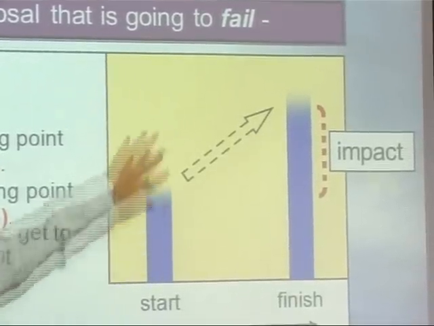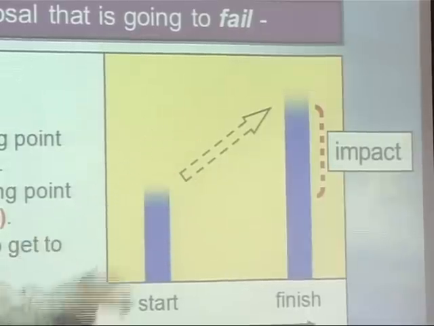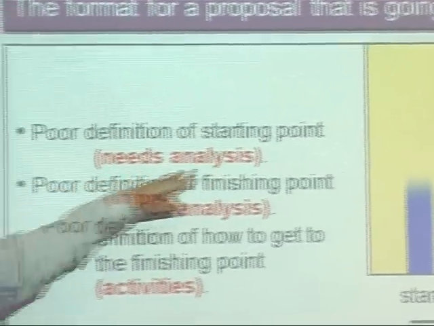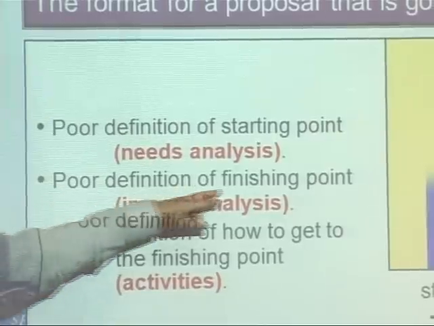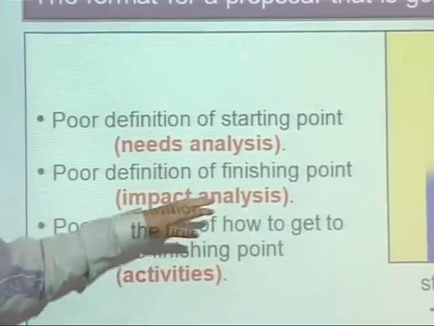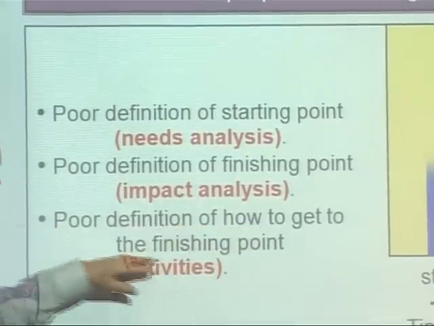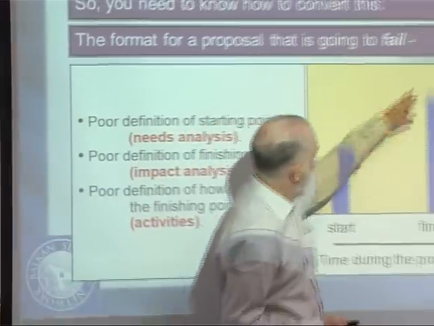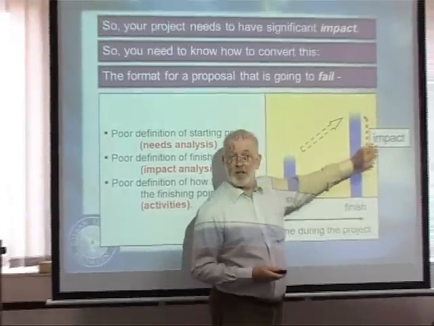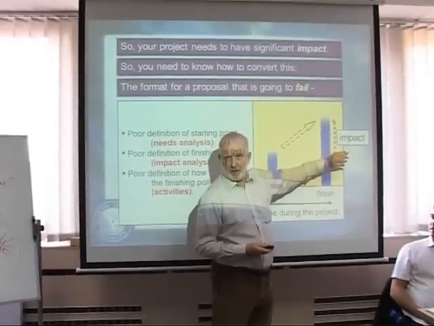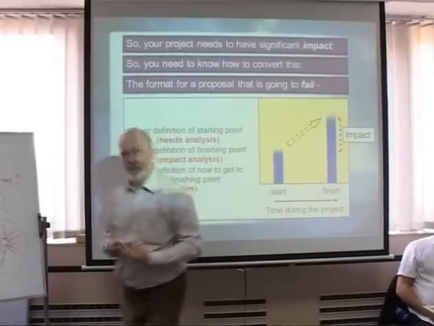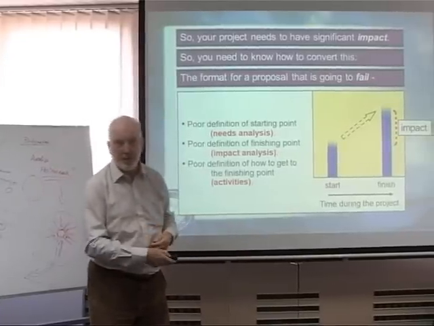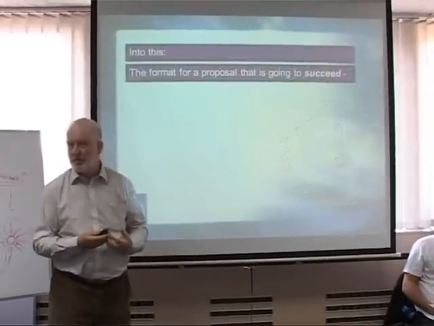So here we have the bars disappearing into the distance. That is because of poor definition of the starting point in terms of a needs analysis, poor definition of the finishing point in terms of the impact analysis, and poor definition of how to get to the finishing point in terms of the activities. So this difference between the height of the bars is what I have now called impact. So you now need to make sure that you define your impact as well as you can. So that's the first type of project proposal which is going to be unsuccessful.